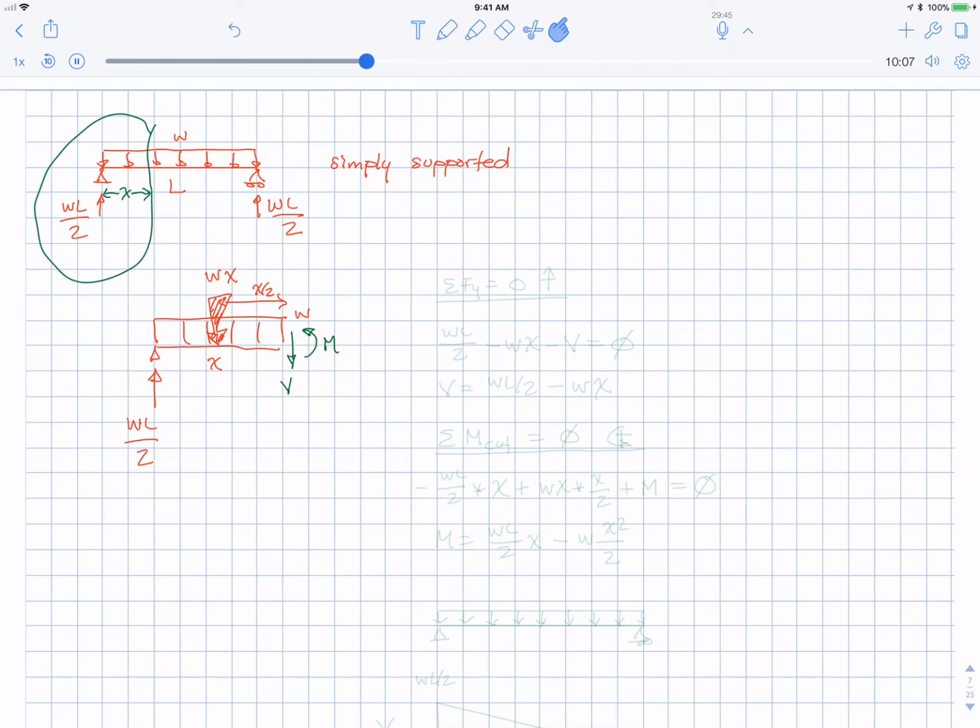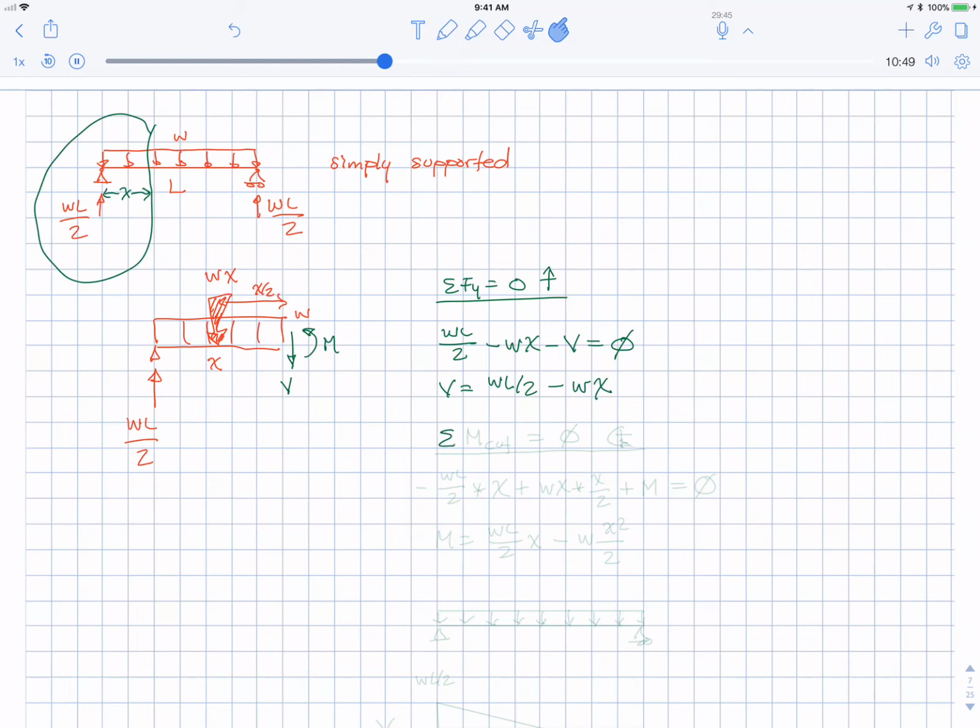Now we're just going to use statics to solve for V and M. We'll take sum Fy equals 0, up is positive. That reaction WL over 2 is going up. The resultant of the rectangular load, Wx, is going down, so minus Wx. And the shear, even though it's in its positive sense, is down on the right, and down is negative for statics. That will all equal 0. Solving for V, we get WL over 2 minus Wx.